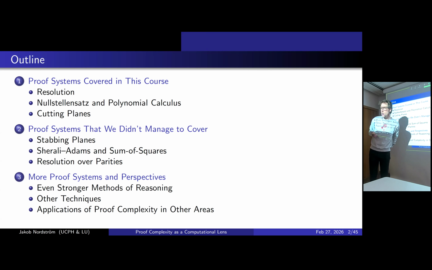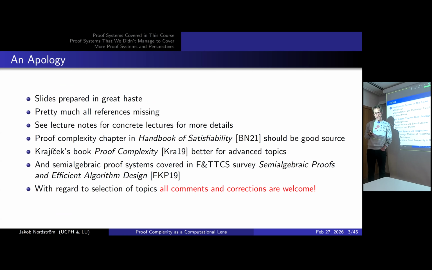I'll talk a bit about what we covered in this course, just this kind of recap, and try to put it in context: why did we select these results? How do they fit together? And then there was something that we would have liked to cover but didn't quite get there. We'll talk about stabbing planes, Sherali-Adams, and resolution over parities, and then also have a discussion of some things that we absolutely did not cover, but giving such a long course on proof complexity and not even talking about it would be a little bit weird. So that's the final third of the lecture.